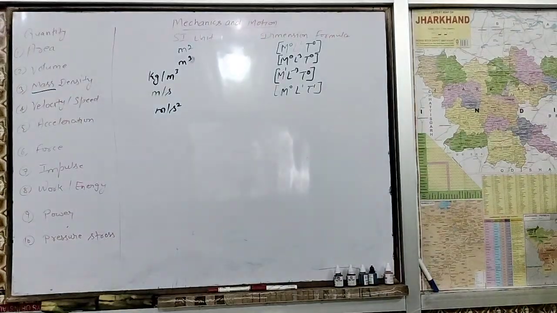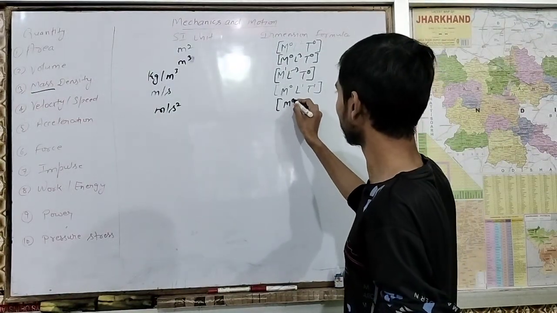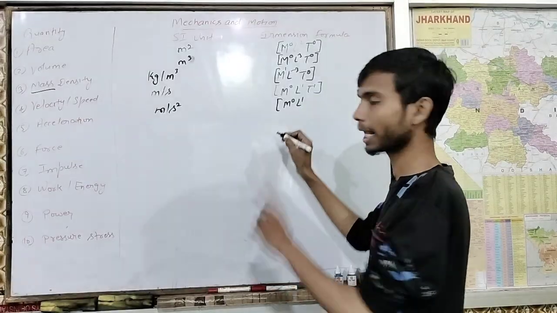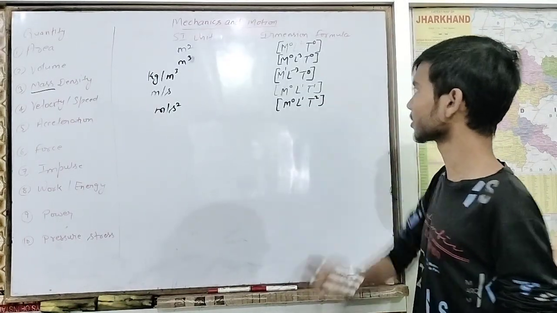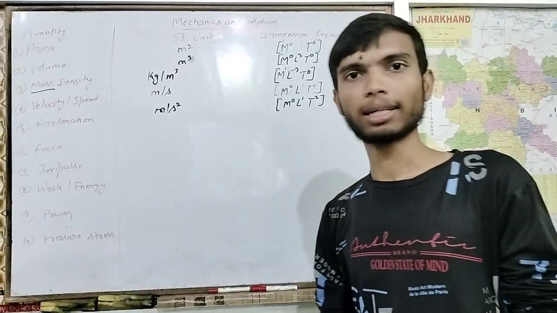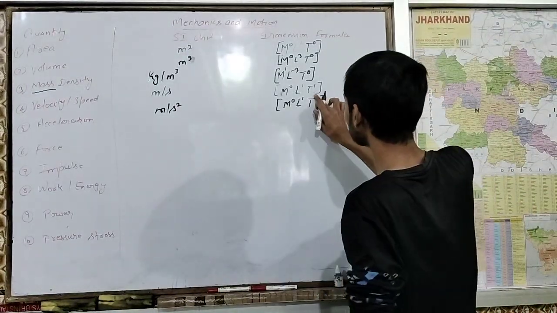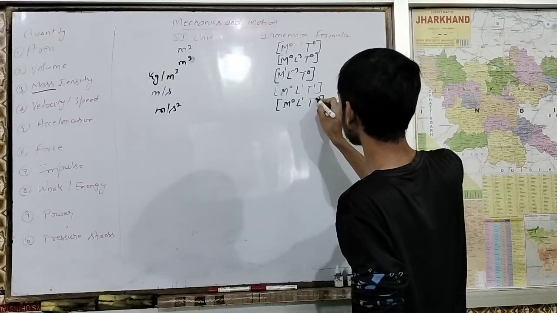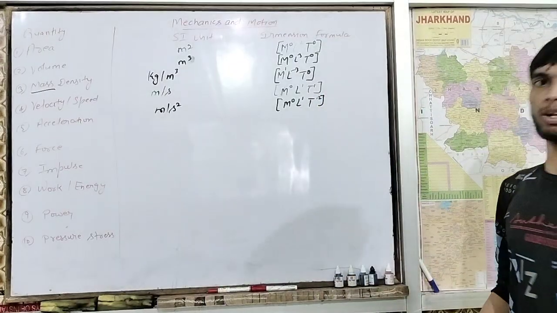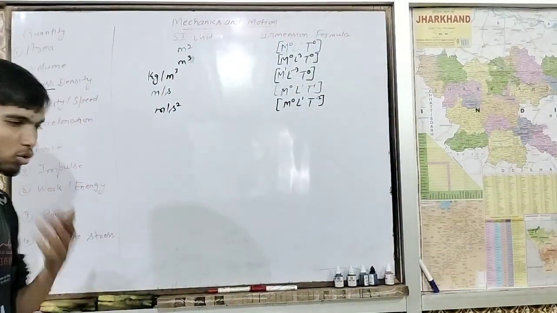So here, length is 1, mass is nothing, and time is 2. M0, L1, T... hold on. Here, this is in the denominator, so it would be minus 2. M0, L1, T minus 2. Okay, it is complete.